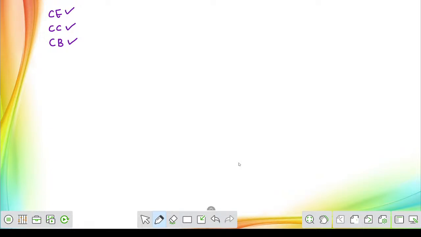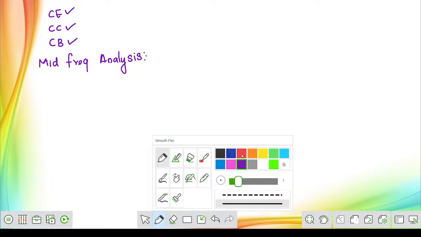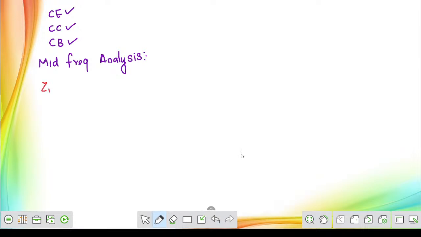However, it doesn't matter how they frame the questions. In AC analysis, they will especially focus on mid-frequency analysis. The most important area they will focus on is mid-frequency analysis. In mid-frequency analysis, the four most repeatedly asked questions are: you will be requested to calculate the input impedance, the output impedance, the voltage gain, and the current gain. That is the overall set of questions that they will ask from AC analysis.